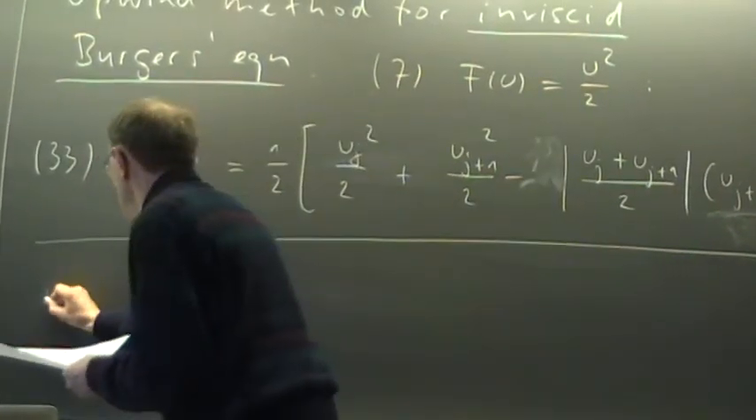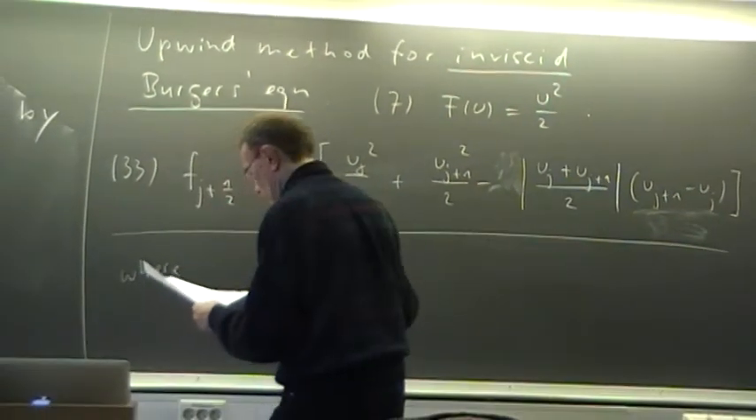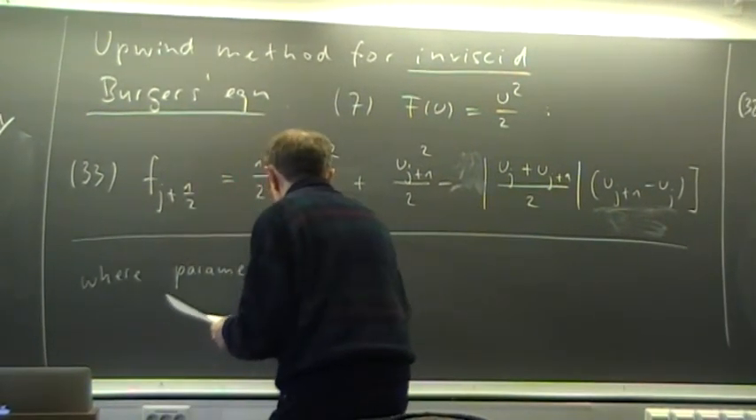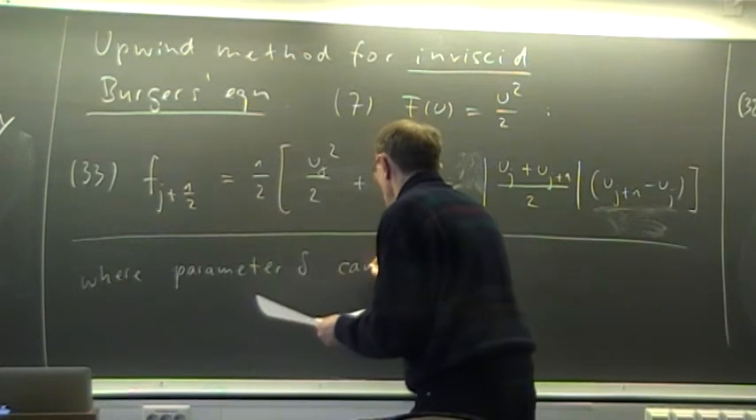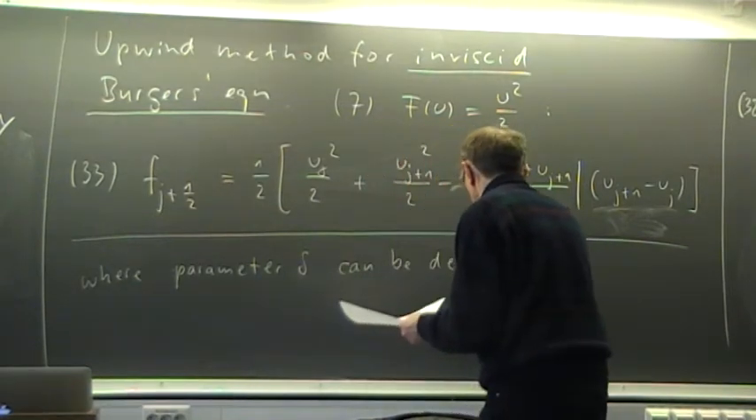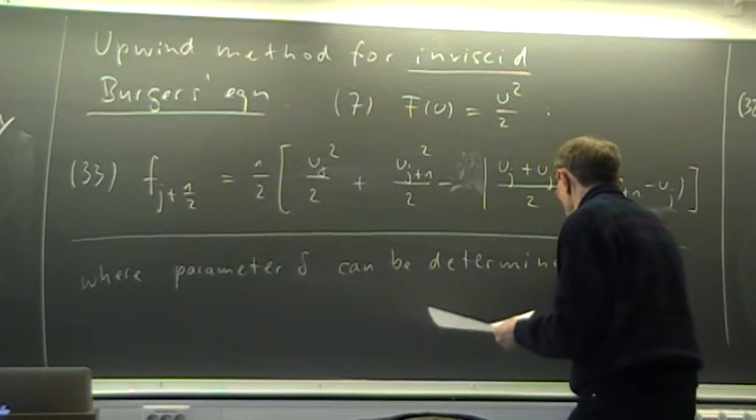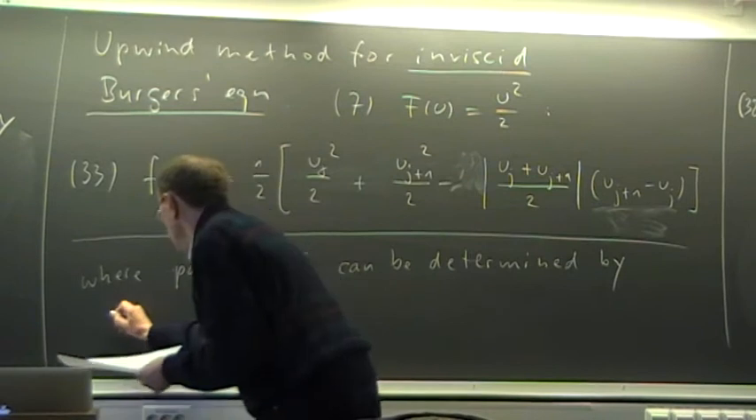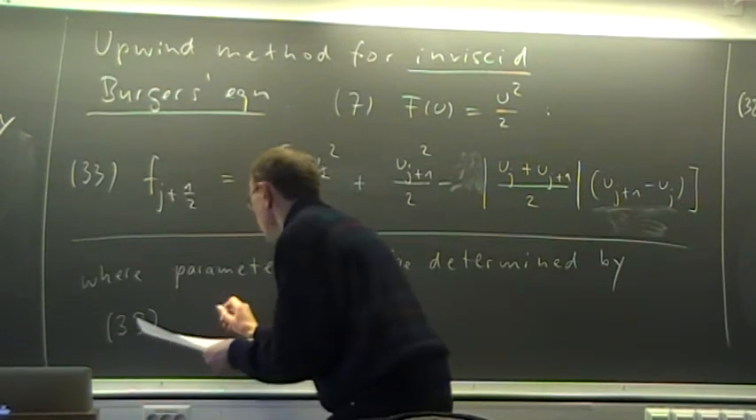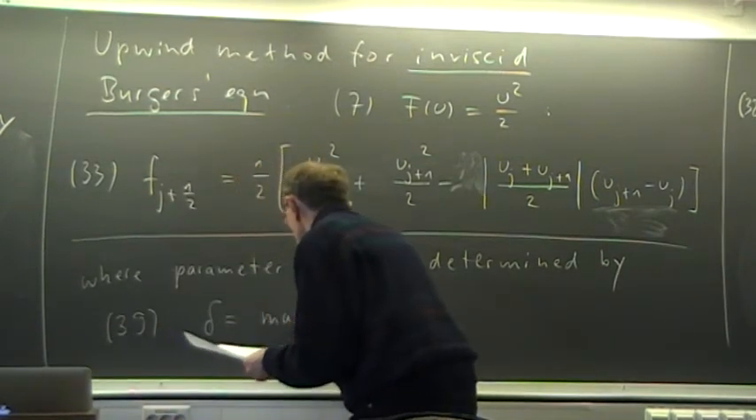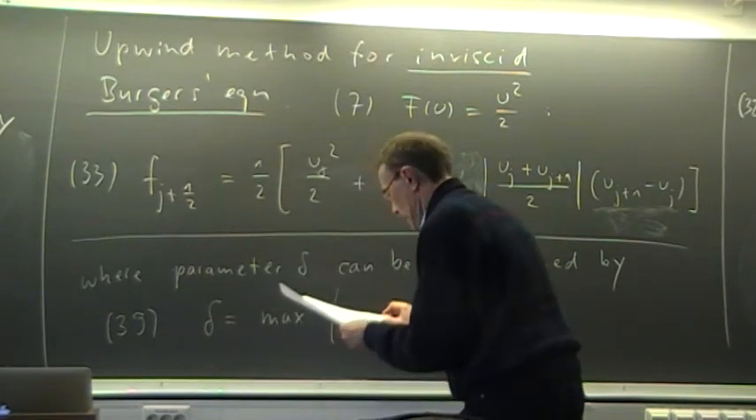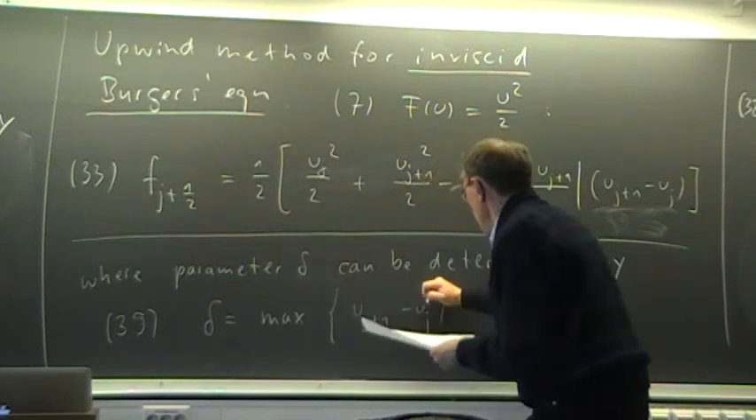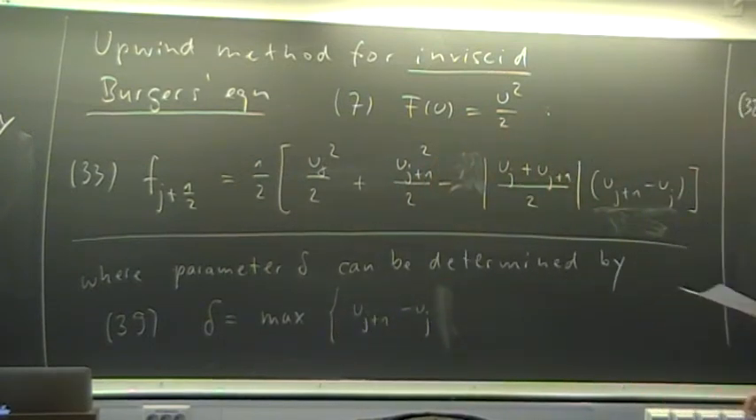So where continuous over there, the parameter of the threshold delta can be determined by the following. That is 39. Delta is equal to the maximum of, we have uj plus 1 minus uj. That is the critical thing.